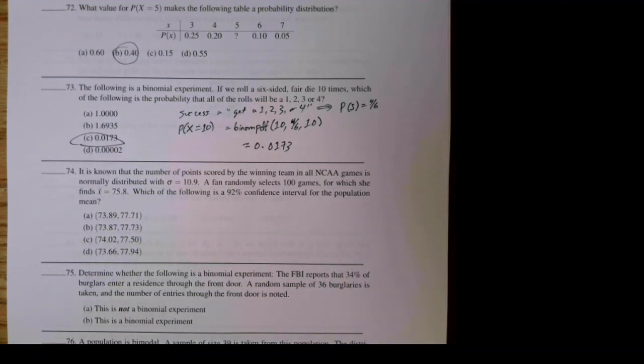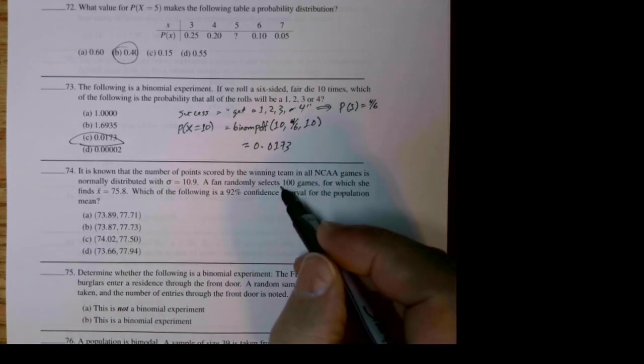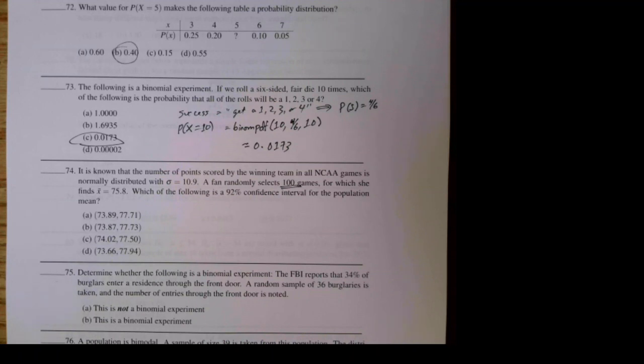74. It is known that the number of points scored by the winning team in all NCAA games is normally distributed with sigma equal 10.9. A fan randomly selects 100 games for which she finds x bar equals 75.8. Which of the following is a 92% confidence interval for the population mean? Okay, so can she use the CLT? Yes, she's got an n that's plenty large, n is 100 here. Is this going to be a z interval or a t interval? Well, it's going to be a z interval if we know the population standard deviation sigma, and here we do.